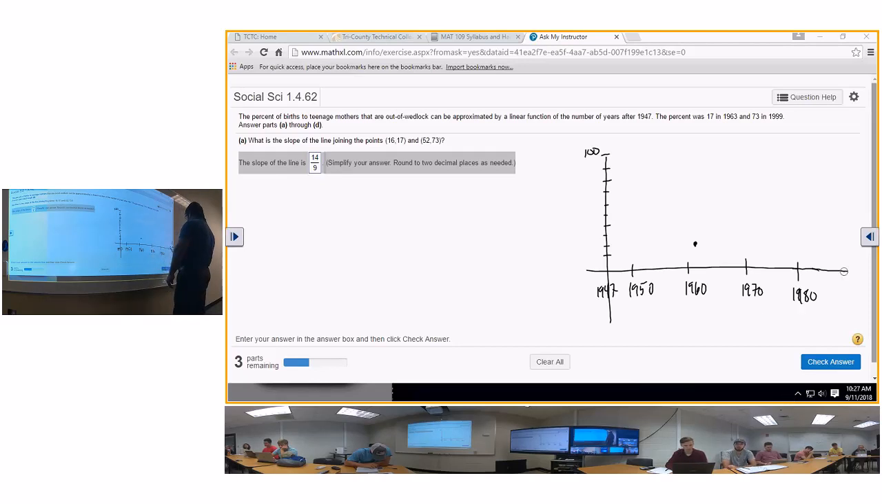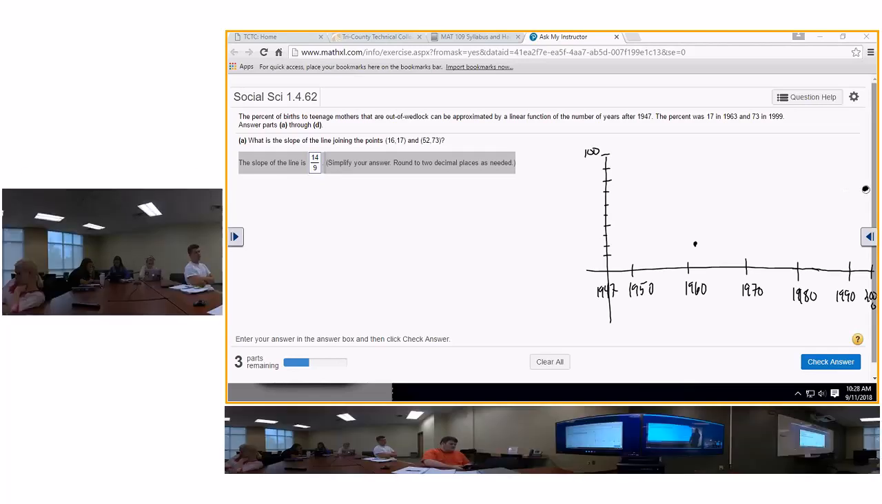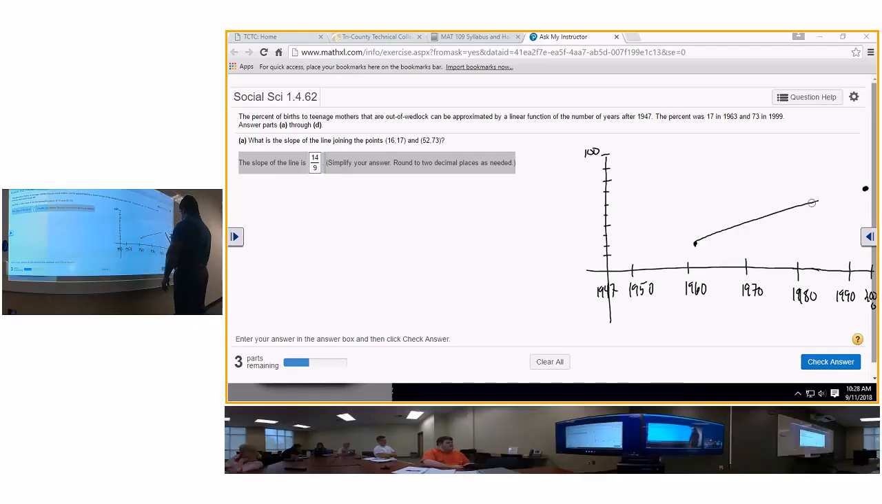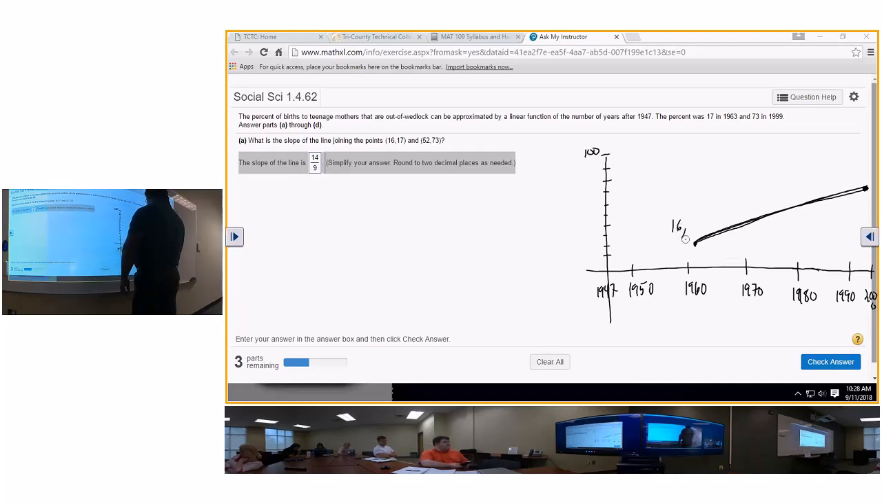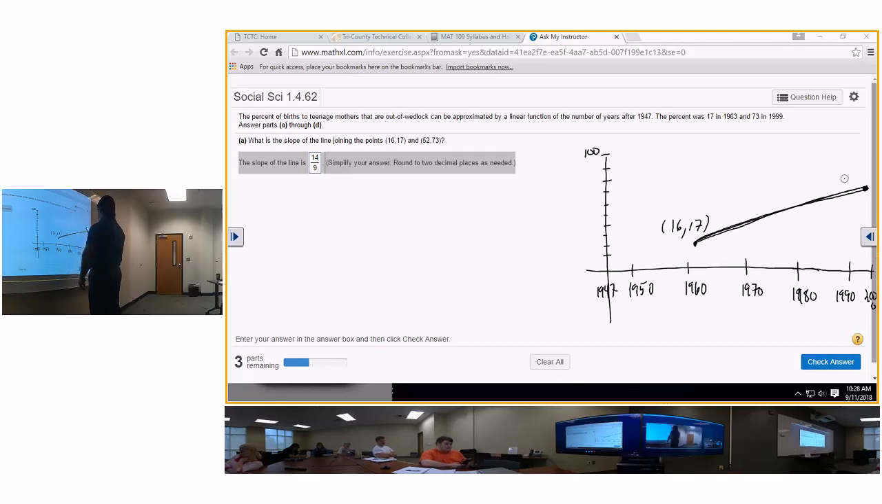Whoa, I didn't know it was 1999. So 1990 and 2000. And 1990 is going to be 73, so that's going to be 70 right in here. Looks like that right there. Somewhat a straight line. So here we've got 16 and 17, and here we've got 52 and 73.